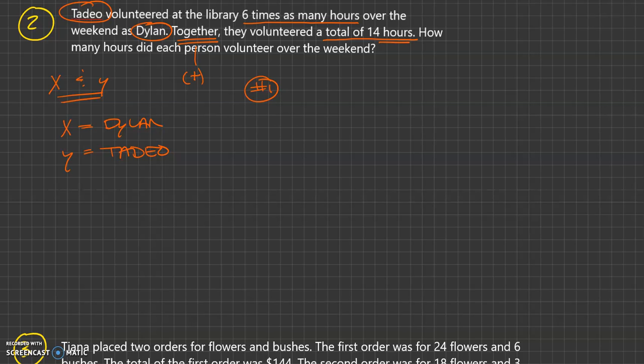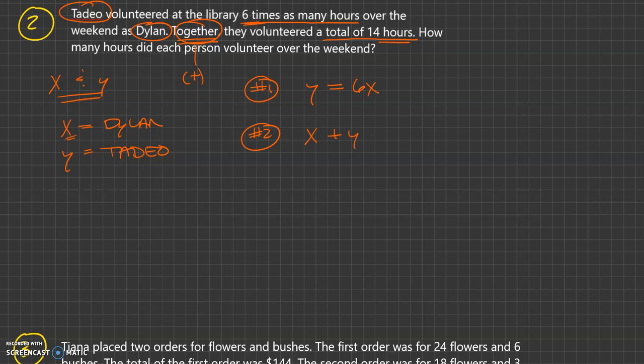Well, it tells us that Tadeo, or y, equals 6 times that of Dylan. So that's going to be y equals 6x. Now think through this logically. If Dylan, represented by x, works 1 hour, then that's 1 times 6, and so Tadeo would work 6 hours. If Dylan works 2, that's 2 times 6, or 12 hours. So that's telling me I have it written down correctly. Tadeo is working 6 times as many hours. I need a second equation. It says together they volunteered a total of 14 hours.